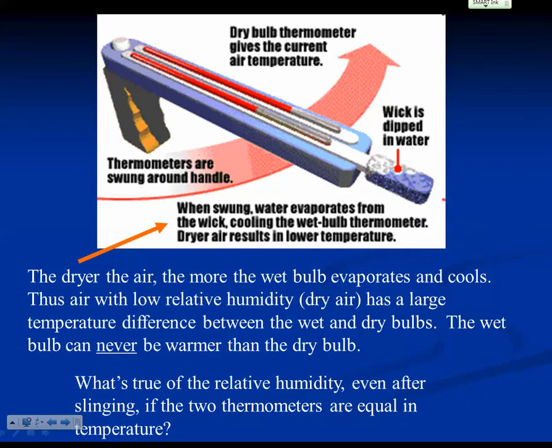What's true of the relative humidity even after slinging if the two thermometers are equal in temperature? Now, if I send someone outside to sling the sling psychrometer and it's sprinkling out or raining outside, or if it's foggy outside, they come back in and they have essentially the same readings on the wet and dry bulb. That's because that wet bulb thermometer couldn't evaporate any water from it because the air was already saturated, so it couldn't move its water out to the air.